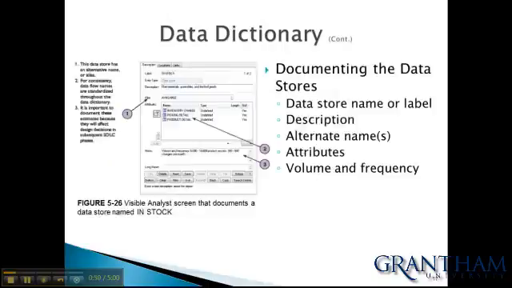Here just shows you an example of documenting the data store. You have the data store name or label, you have a description, you have an alternate name, you have attributes, and then you have the volumes and then the frequency.